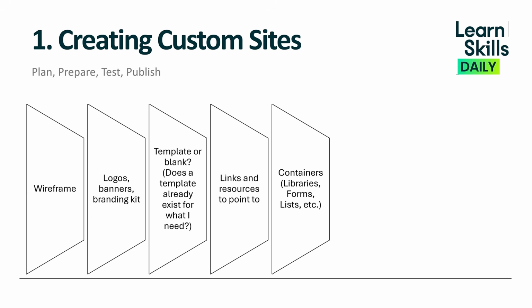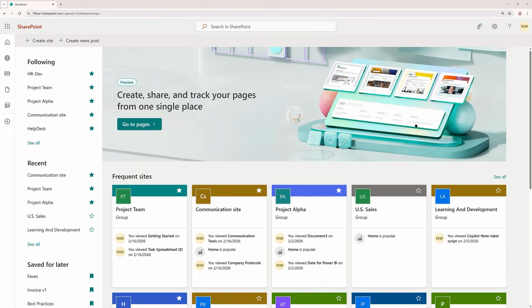So take a little bit of time, go through the process of creating your wireframe, gathering all of your logos, your banners. Go ahead and grab the branding kit and explore the templates. We'll do that next when we come back. So go ahead and just answer these questions here and make sure you have everything in the same place and come right back. I'm ready to go ahead and create my site.